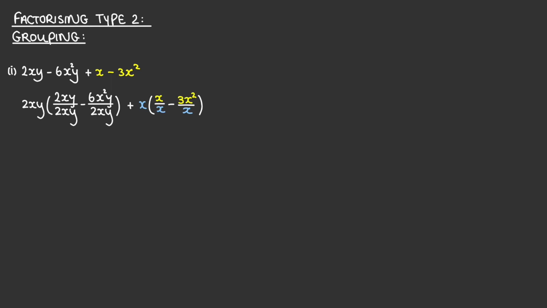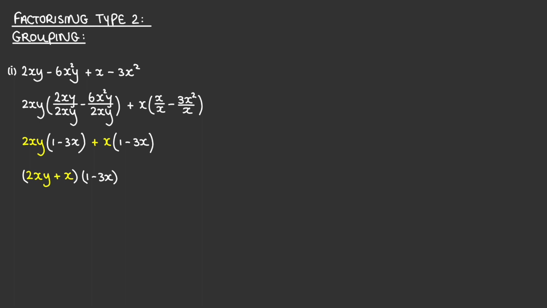So taking a look at the first set of brackets, 2xy divided by 2xy is equal to 1, and minus 6x squared y divided by 2xy is equal to minus 3x. Having a look at the second set of brackets, x divided by x is equal to 1, and minus 3x squared divided by x is equal to minus 3x. At this part of the process, you will know that you are correct if the two terms inside each of the brackets are equal. So in this case we're correct, as we have 1 minus 3x for both brackets.